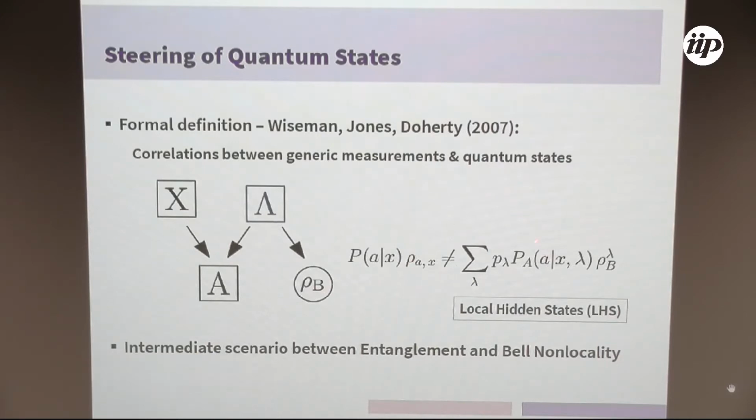Or, if I prefer the notion of a black box being on one side, or if the party doesn't have access to the inner mechanisms of the device, I say that it is a correlation between a quantum state and the untrusted measurements that are being performed on one side. So it's somewhat clear from this diagram that it's a kind of intermediate scenario between entanglement and Bell non-locality.